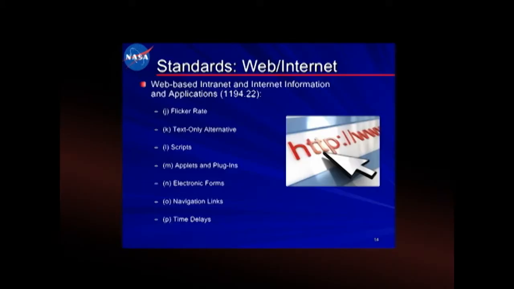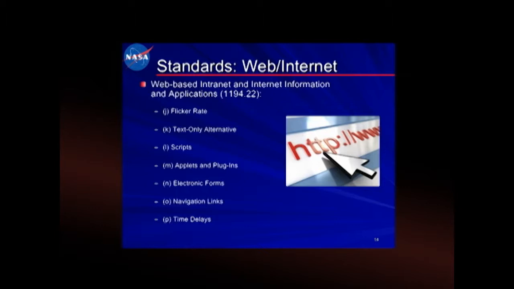In addition to that, every web page is a single frame. So each web page needs to be titled to facilitate navigation as well. Flicker rate, we talked about that with software, and that's going to be consistent through all the technical standards. Text-only alternative, if there's no other way to make your web page or document compliant, you need to provide a text-only version with equivalent functionality. And it has to be updated.